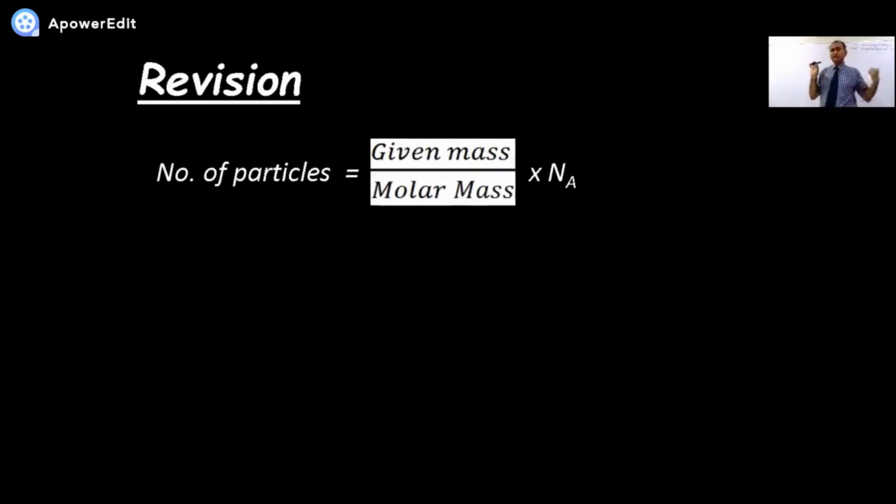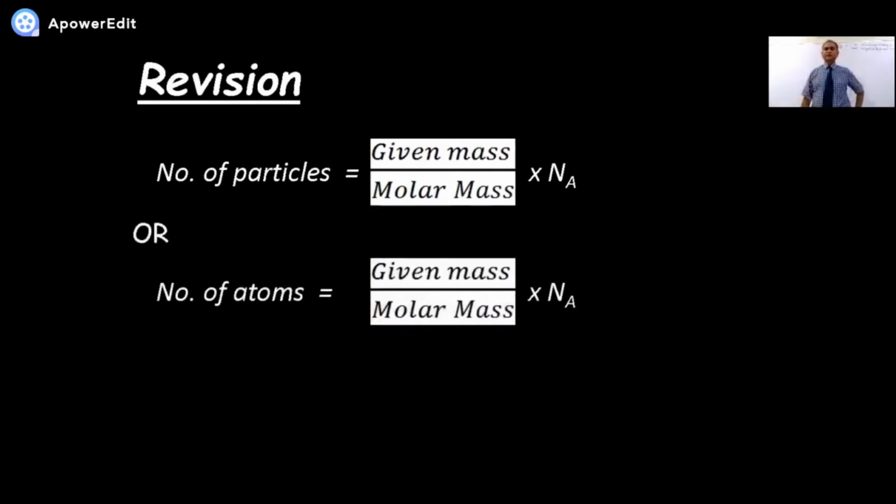And if I want to find how many atoms it has, then I can use this formula that you can see on the screen, and I can rewrite it like this. Number of atoms is equal to given mass upon molar mass into Na. Or you can write given mass upon atomic mass. I told you molar mass can cover all kinds of masses: atomic masses, molecular masses, formula masses, so you can simply write molar mass.